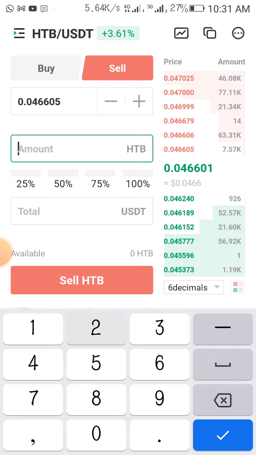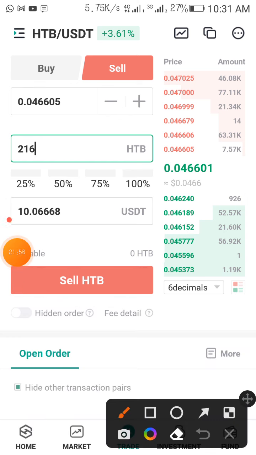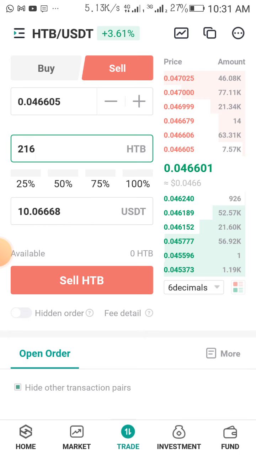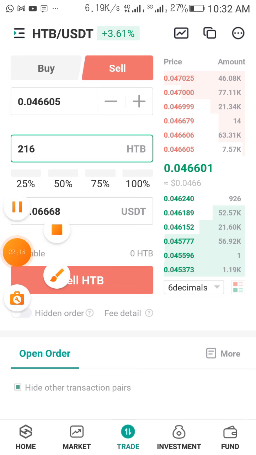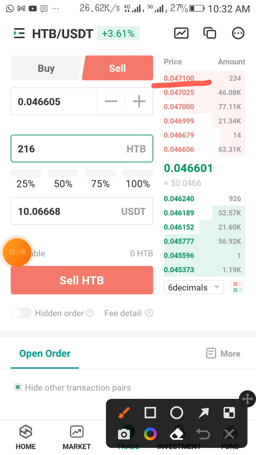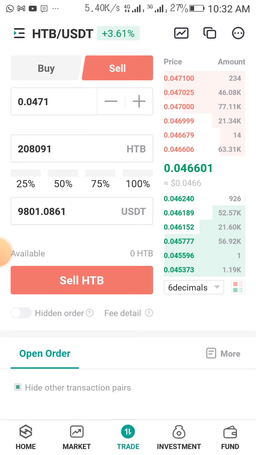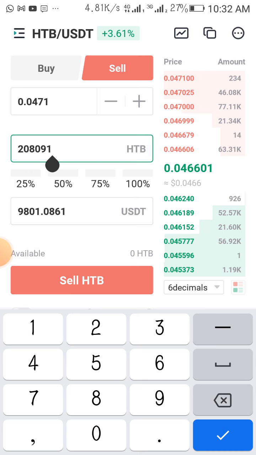So I will just filter in the amount that I want to sell. At this point I'll be using HTB. I want to sell my 216. So you can see, instead of running at a loss, I rather made a profit for just doing that transaction. Let's assume that I don't want to sell at this very low price. I don't want to leave the market this early. I can just go ahead and join this last person here for a higher rate. So I'll click on his price, then input the amount of HTB I want to sell. I want to sell 216.